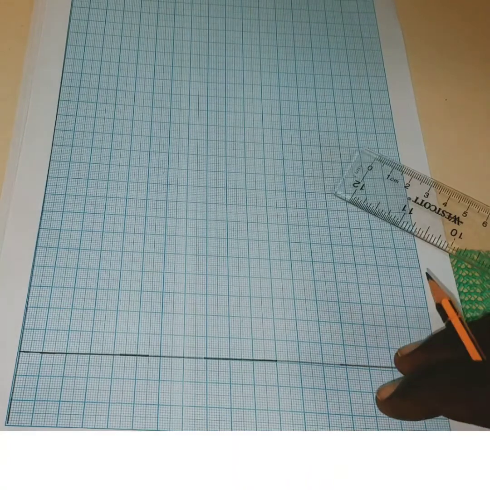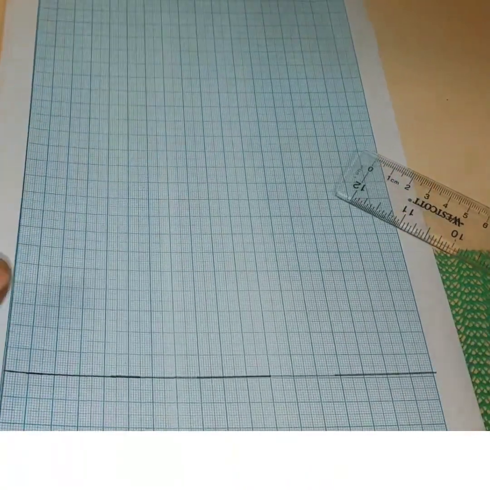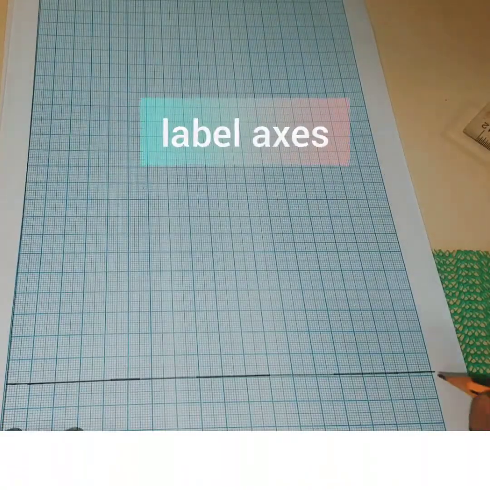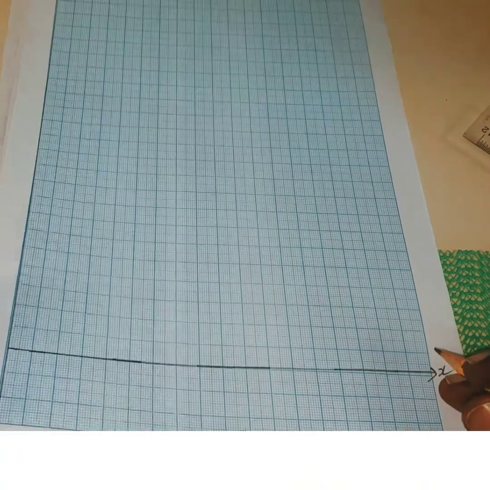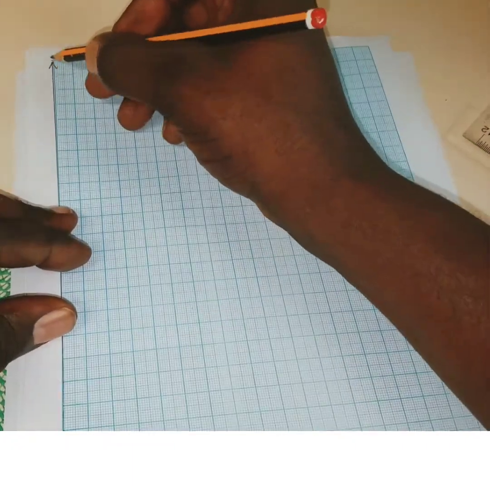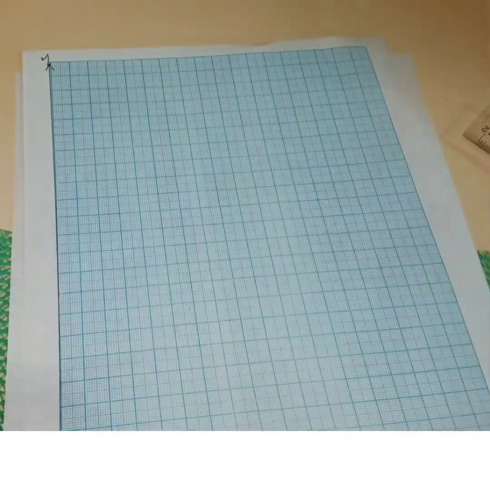After I've drawn my lines, the next thing I want to do is label my axes. So I'm going to put an X right there, so I know exactly where my X is, and I'm just going to bring down this paper a little bit, and then I'm going to put my Y right there. Okay. So now you have your X and your Y axis. Yes, you're seeing that. Good.